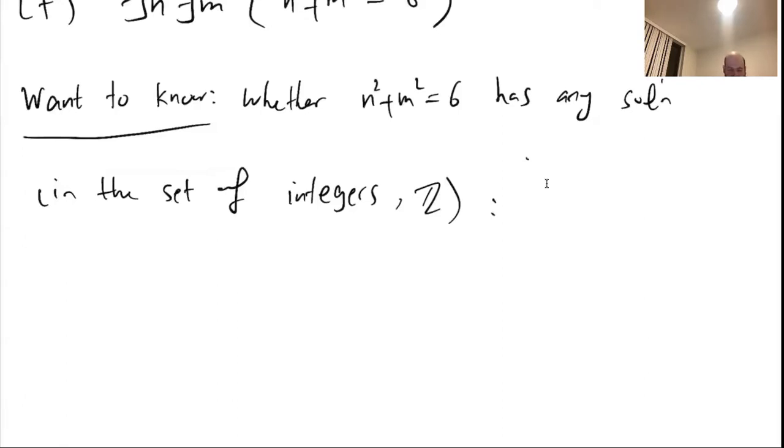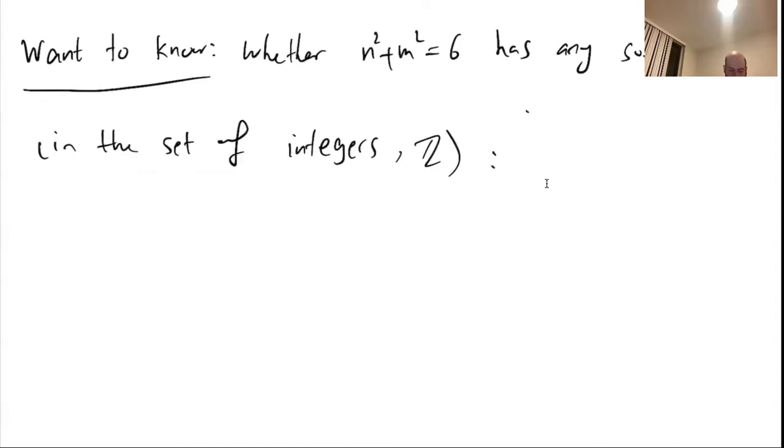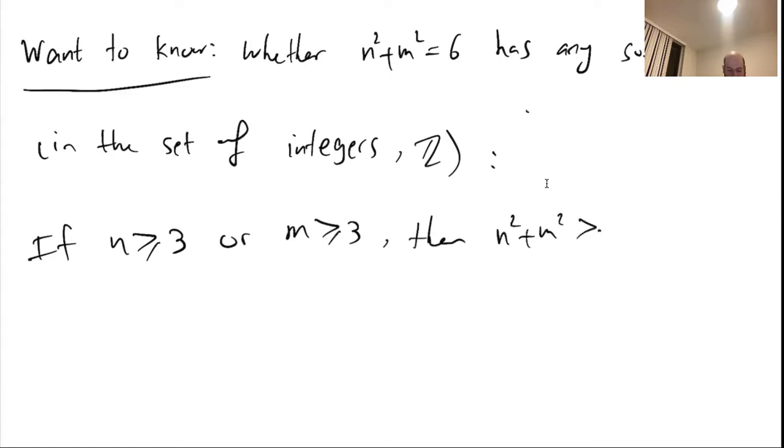So let me write it this way: if n is bigger than or equal to 3 or m is bigger than or equal to 3, then n squared plus m squared will be bigger than or equal to 9. And therefore n squared plus m squared will not be equal to 6, because if something is bigger than or equal to 9, then it won't be 6 for sure.